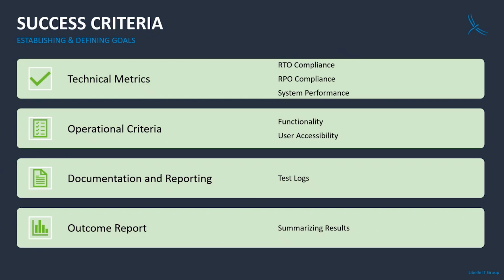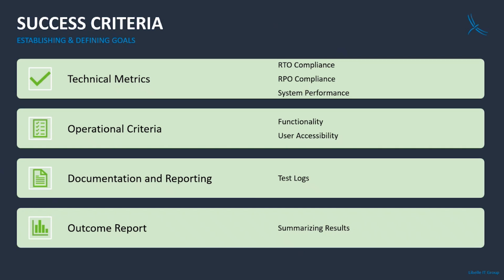Next, we need to define success criteria for our test. First, there are the technical metrics like RTO and RPO, numbers that can be calculated, so we can tell whether we meet them or not. Then there's the system performance. Is our system fast enough? If it's too slow, it could be as bad as if it's unavailable.